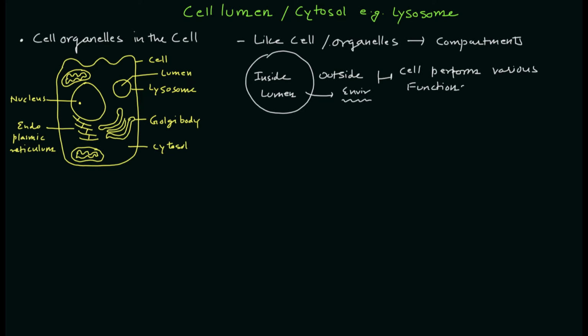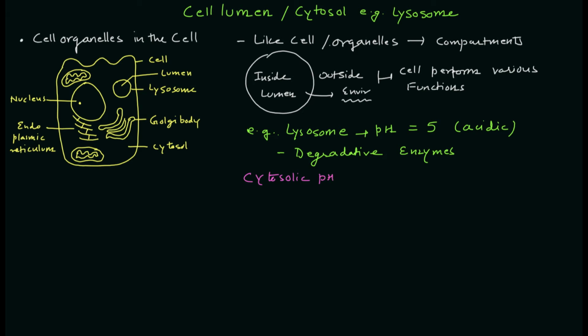Now, because of the membrane and the environment present inside the organelle, the cell performs various kinds of functions. For example, the lysosome needs to perform degradation activity. So there must be a low pH inside the lysosome so that those degradative enzymes can function. But in the case of the cytosol, you need a kind of neutral pH, which is 7.2. That's why it's also the aqueous part of the cell.